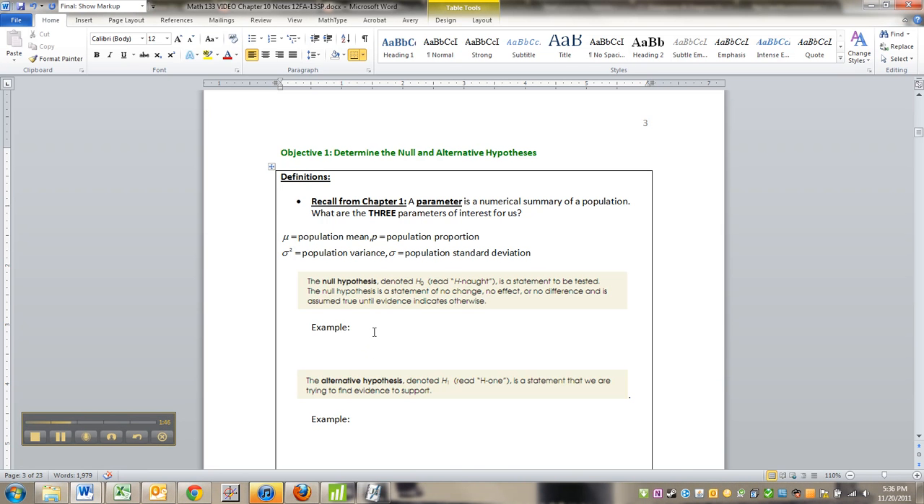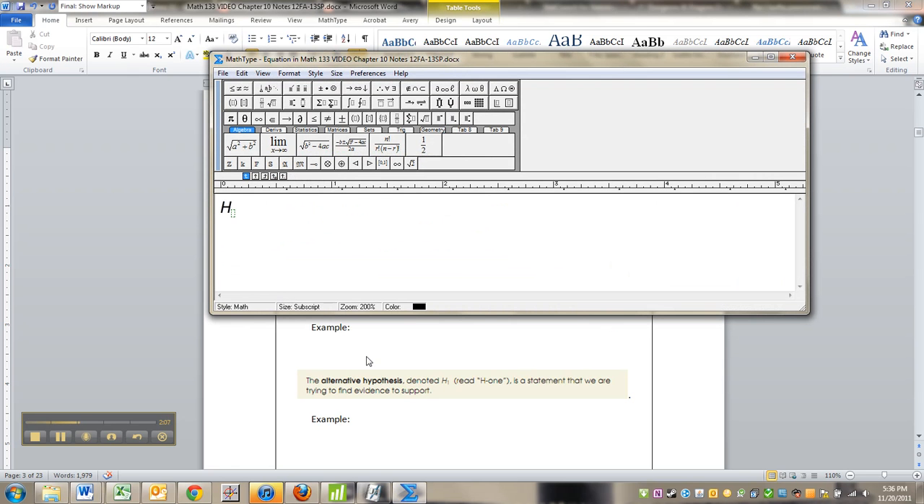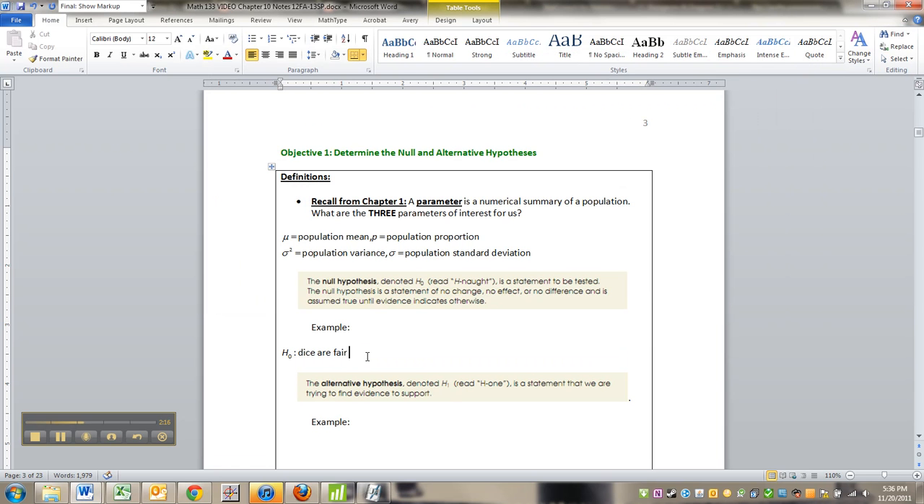Now, the null hypothesis is read H0, H-naught, as in all for naught. It's a statement to be tested. The null hypothesis is a statement of no change, no effect, no difference, and is assumed to be true unless evidence can prove otherwise. So, for example, in our little experiment, we assumed the dice are fair, or the dice roller applet or whatever online is fair. That's what you assume to be true, unless we can prove it otherwise with data.